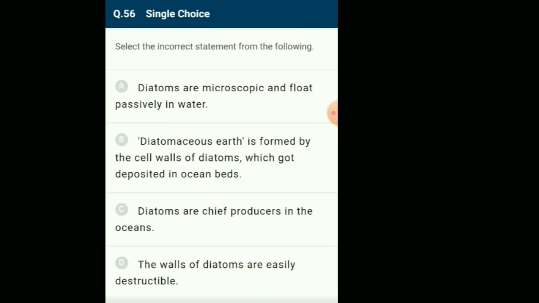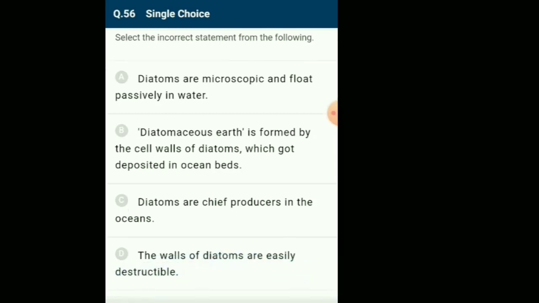Question number 56. Select the incorrect statement from the following. Diatoms are marine or freshwater unicellular organisms which have cell walls, generally called frustules, composed of pectin impregnated with silica and consisting of 2 walls, one overlapping the other. The siliceous frustules of diatoms do not decay easily, and siliceous frustules of dead diatoms get preserved, forming diatomaceous earth. So the answer for this question is option D. The walls of diatoms are easily destructible. So that is the incorrect statement.